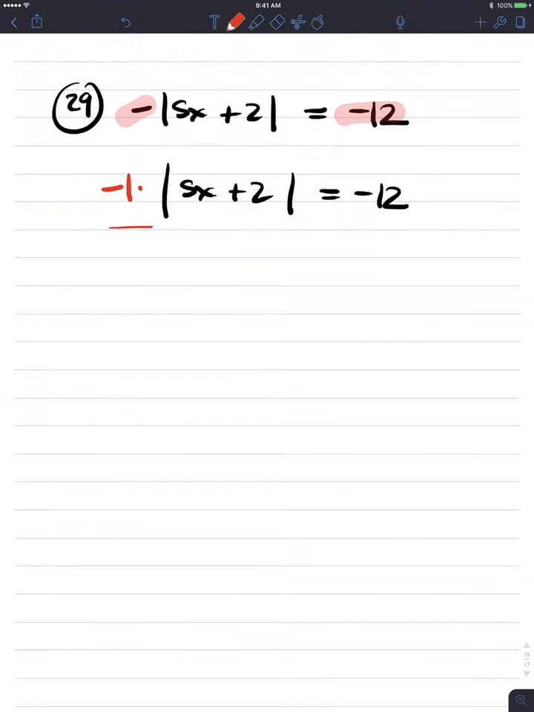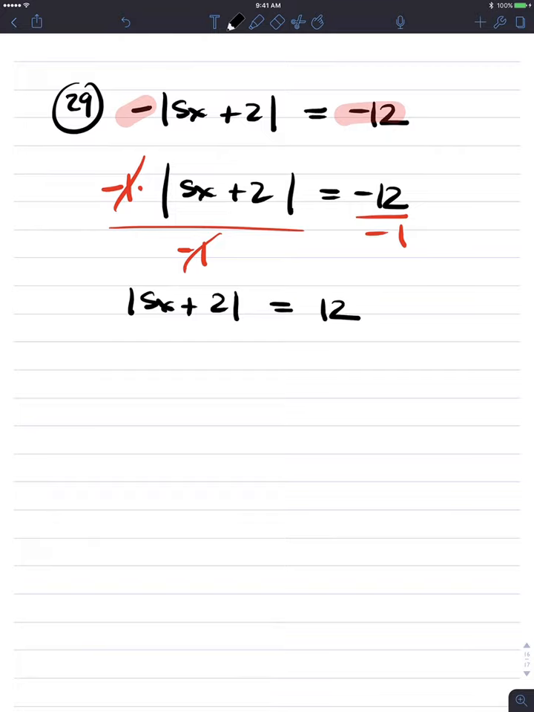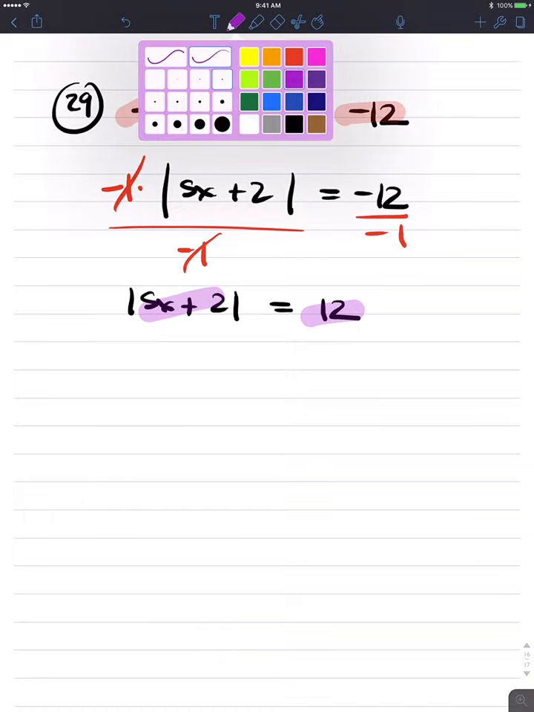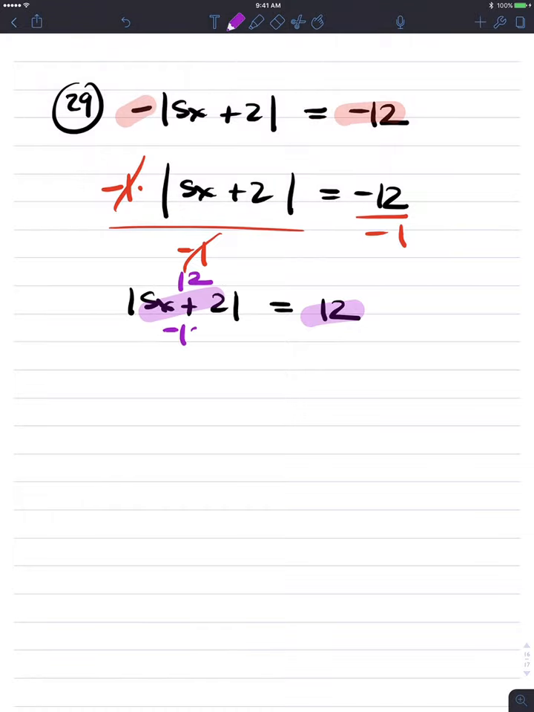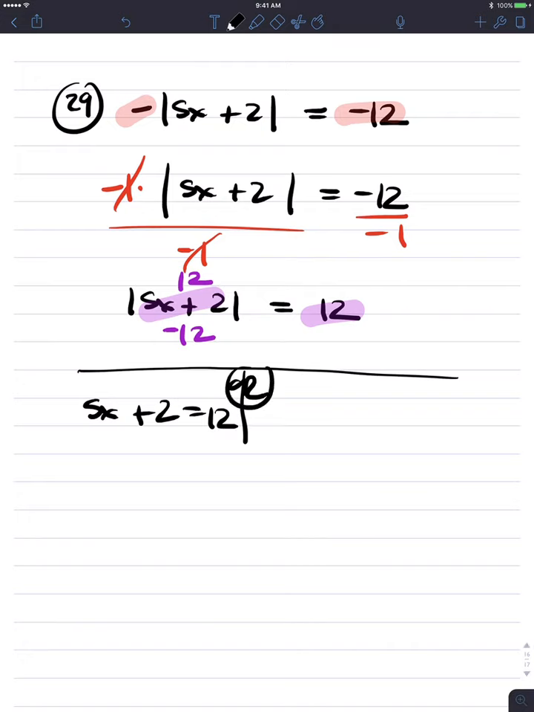We're going to divide both sides by negative 1, and I cancel. I get the absolute value of 5x plus 2 is 12, because negative 12 divided by negative 1 is positive 12. We see that 5x plus 2 again is a positive number, so in one case it's positive 12, in the other case it's negative 12, because the absolute value of both of these numbers is positive 12. So I have 5x plus 2 is 12, or 5x plus 2 is minus 12.